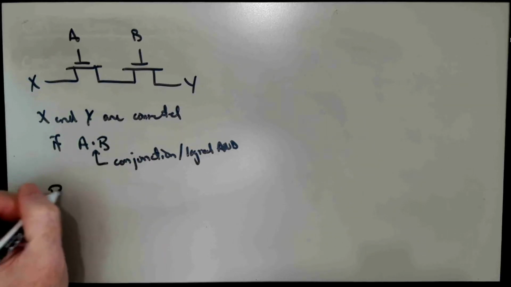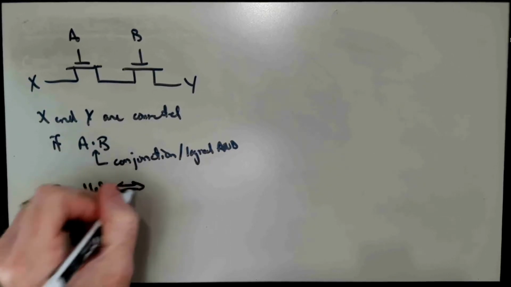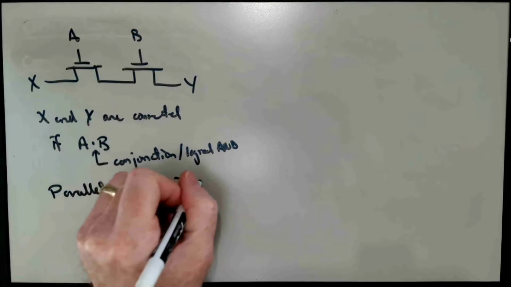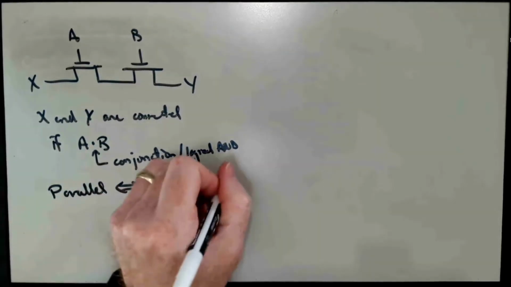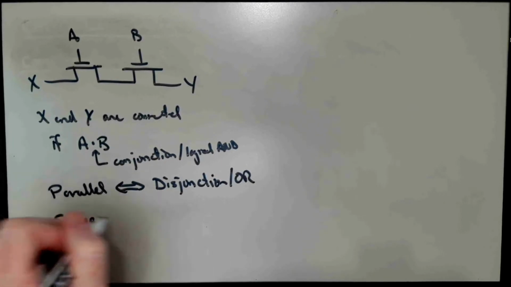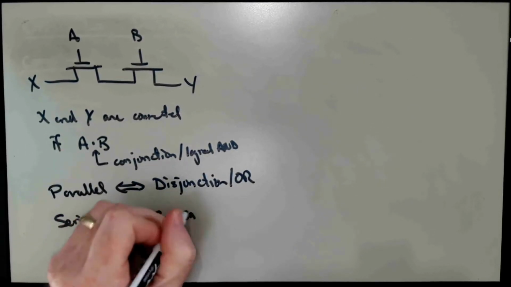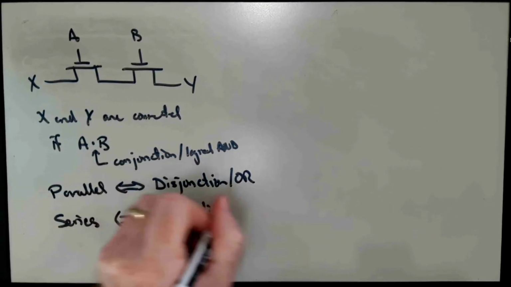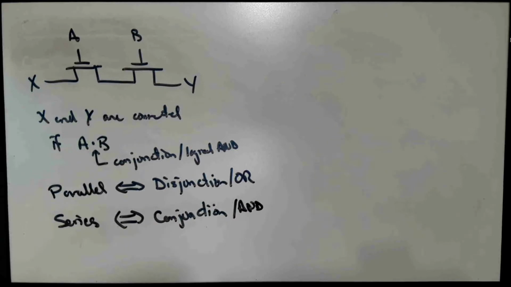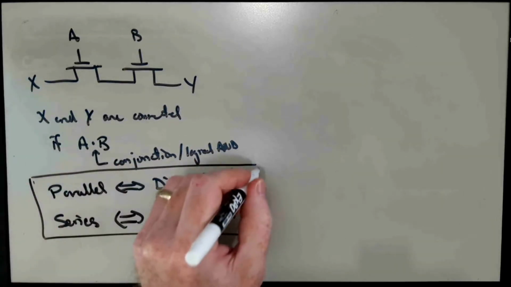So parallel corresponds to disjunction, and series corresponds to conjunction, or and. This is an important observation from what we've seen so far.